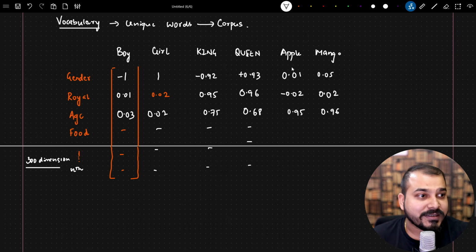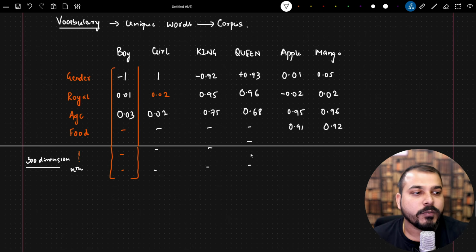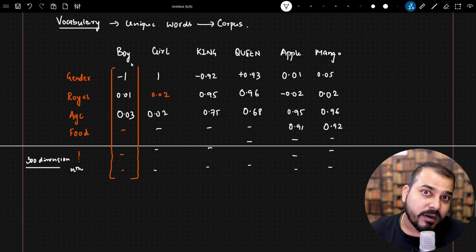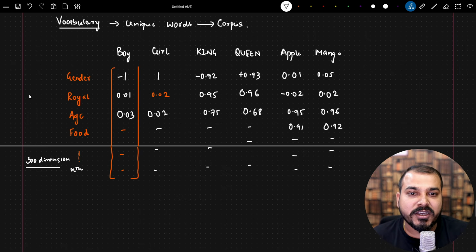With respect to food, yes, apple belongs to a food item, so this will probably have a good value. It may be 0.91, and this is also 0.92. And similarly, I'll be having different vectors. So here, what we have done is that each and every vocabulary word is represented based on this feature representation.